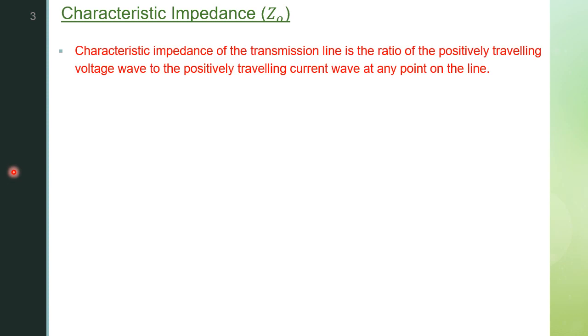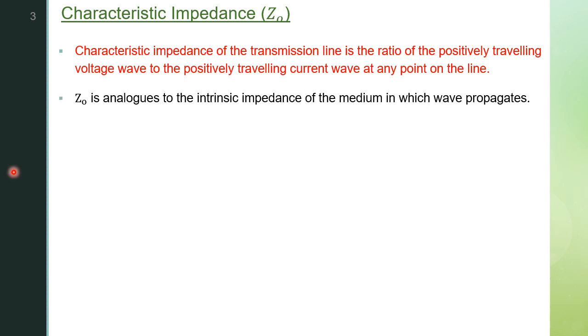So one of the parameters used to characterize a transmission line is called characteristic impedance, and it is denoted by Z0. It is defined as the ratio of the positive traveling voltage wave to the amplitude of the positively traveling current wave at any point on the line. So you already know impedance means voltage by current. Characteristic impedance is a property of the transmission line which takes the ratio of positive traveling voltage to positive traveling current. And this is similar to the term intrinsic impedance which we derived in the case of electromagnetic wave propagation over free space or unbounded media.